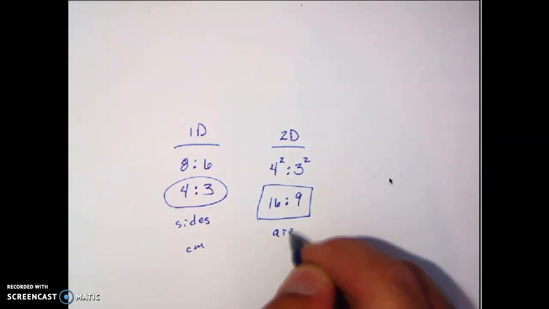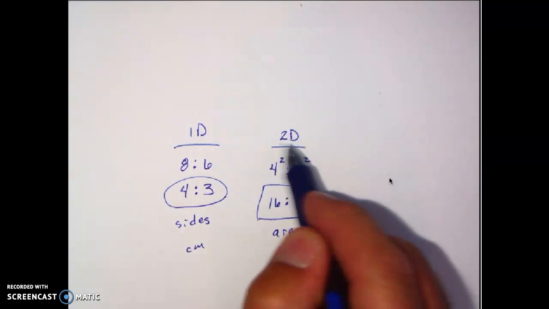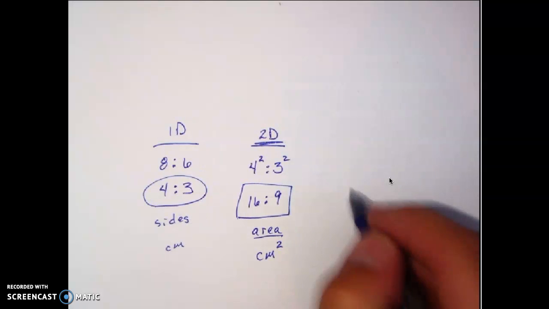We're talking about area here. Notice our label was centimeters squared. That squared's telling you you're two-dimensional. Anytime we're talking area, it's two-dimensional. So then I would set up my proportion.